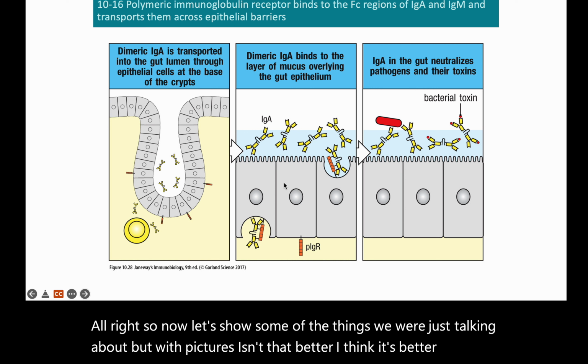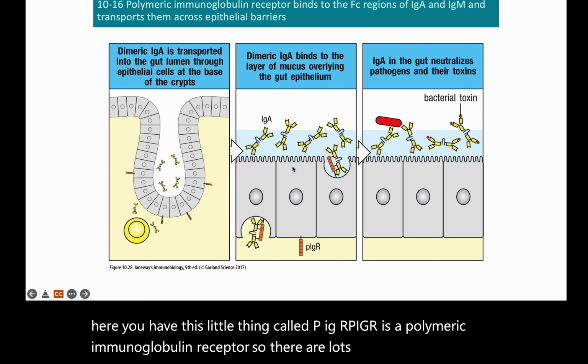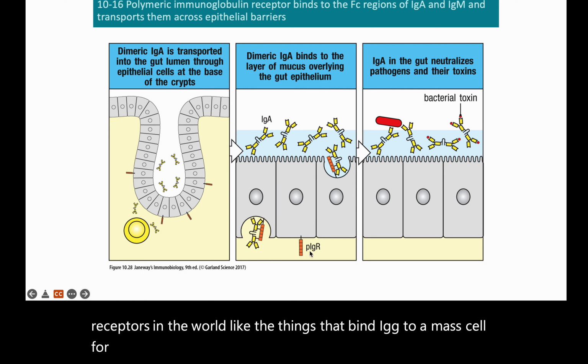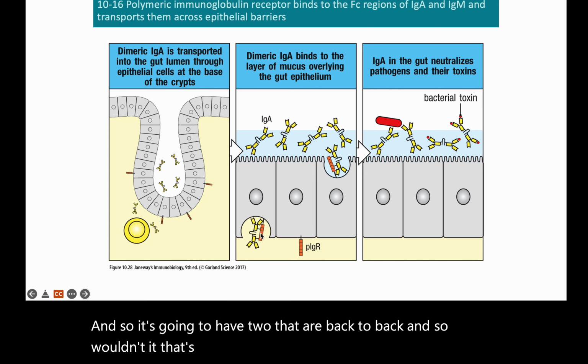So down here, you have this little thing called PIGR. And PIGR is a polymeric immunoglobulin receptor. So there are lots of immunoglobulin receptors in the world, like the things that bind IgE to a mast cell, for example. In this case, it is going to be specific for a polymer of IgA. And so it's going to have two that are back to back, and so, wouldn't you know it, that's how IgA is going to get bound.